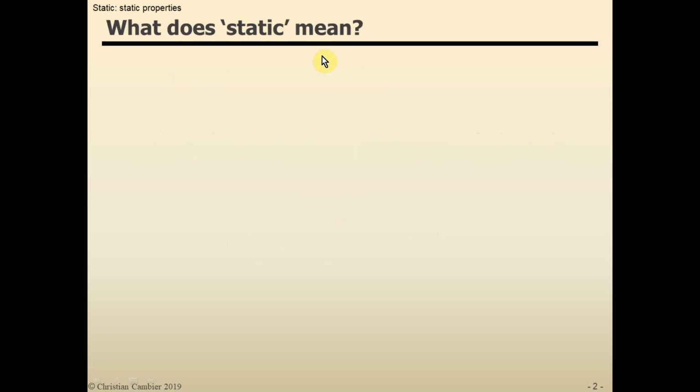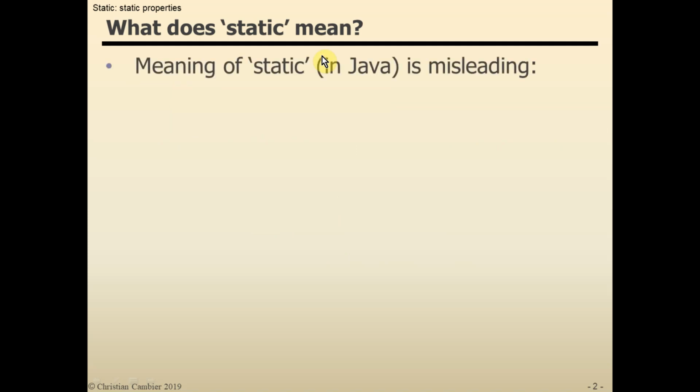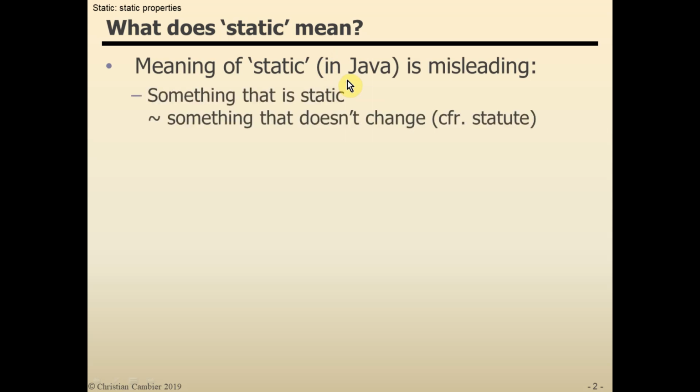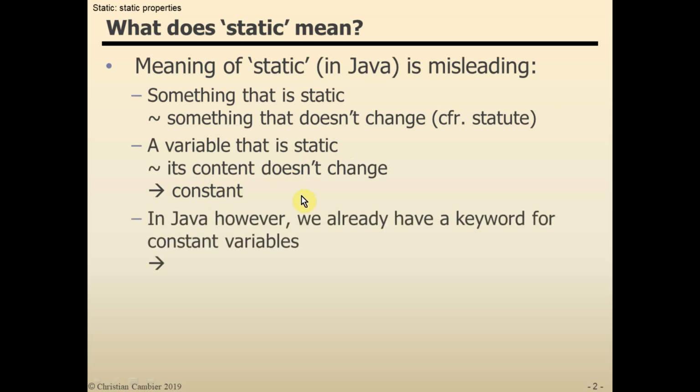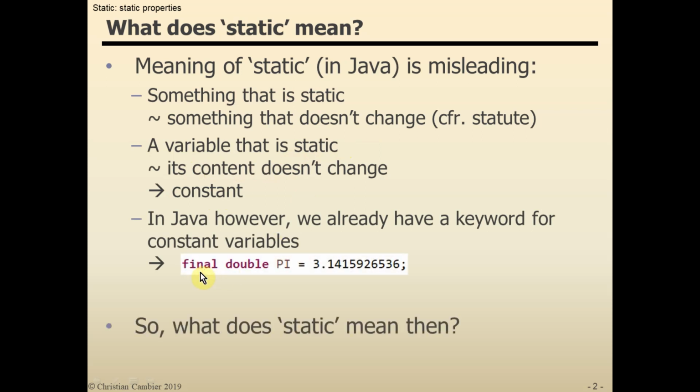So what does static mean? The word static in the context of Java is kind of misleading. Beginning Java programmers often associate static as something that doesn't move or change, like a statue. A variable declared static is sometimes interpreted as a variable of which its initial value can't be changed, or is constant. Java, however, already uses a keyword for constant variables, namely final. So what does static mean then, and how is it implemented in memory? This is what you'll discover in this demo.